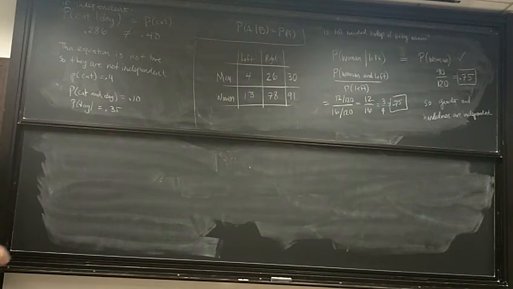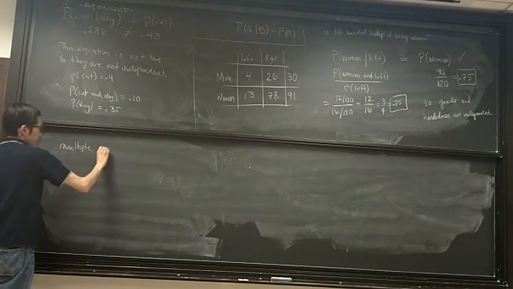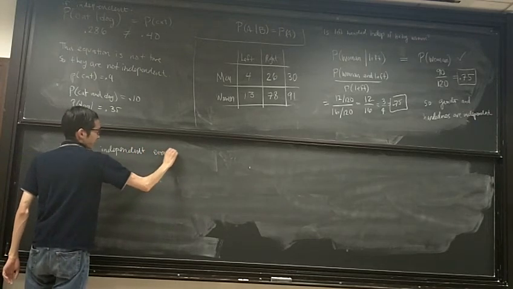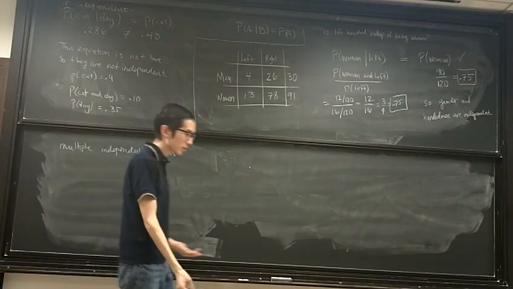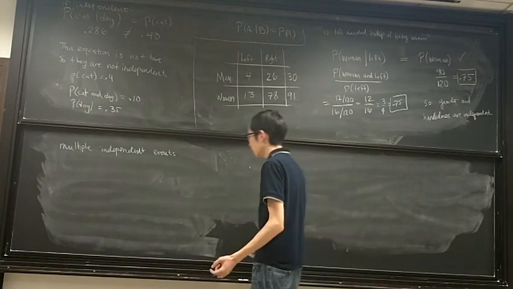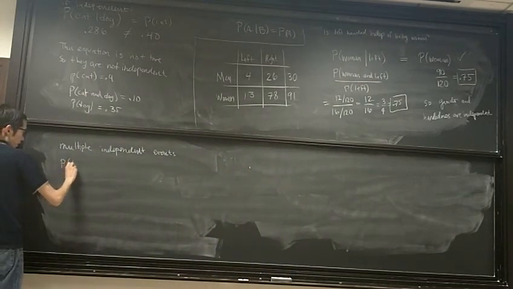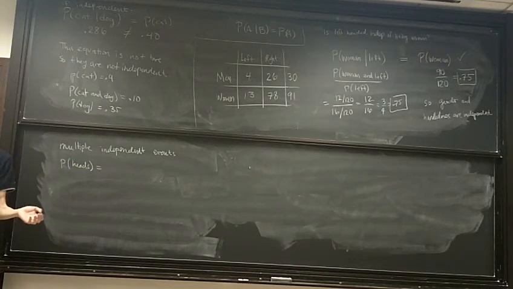Let's try some out. If we have multiple independent events, so I might go just a little bit past 10 o'clock, and I'm sorry about that, all right? So with multiple independent events, how can we find the probabilities? Let's say, what's the probability of getting heads when you flip a coin once? 50%, right? 0.50.